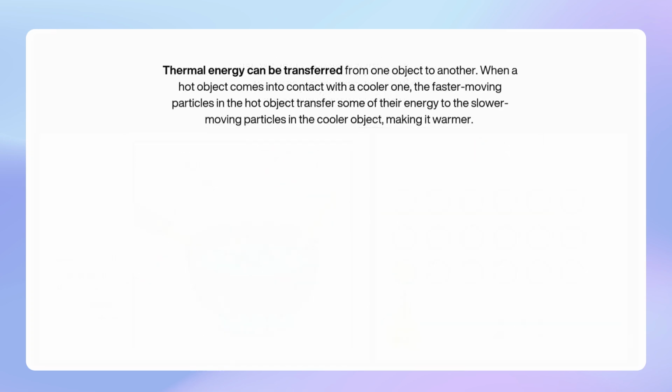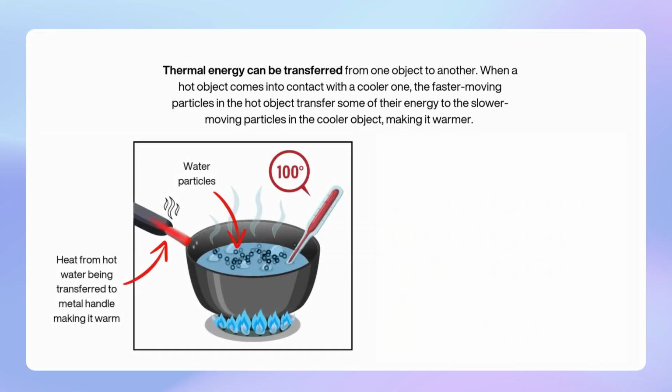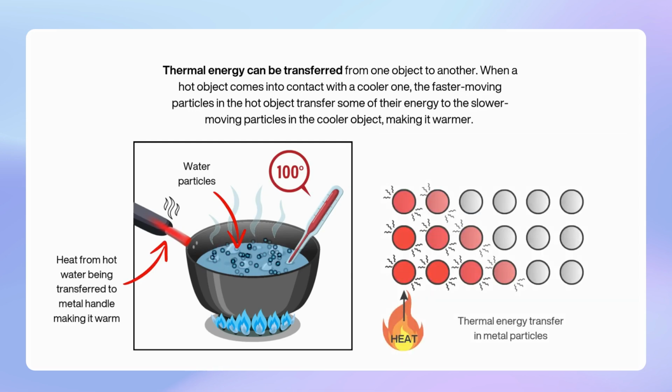Thermal energy can be transferred from one object to another. When a hot object comes into contact with a cooler one, the faster-moving particles in the hot object transfer some of their energy to the slower-moving particles in the cooler object, making it warmer.